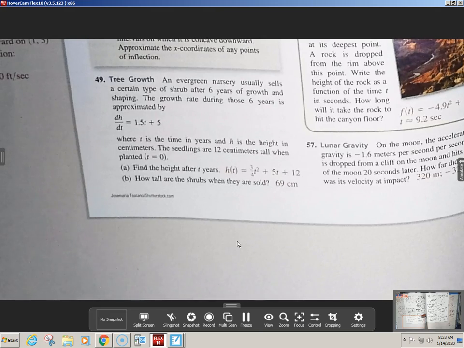Anyway, remember how we were given the rate and the amount of water? Check it. This is a tree. It's a shrub. It's a nursery. I don't even know. But is there a rate? Yes. We don't care about the shrub and the tree. But they give us a rate equation. And what are they asking for in letter A? Height. Do you see how the shrub really doesn't matter? Rate, amount, integrate.